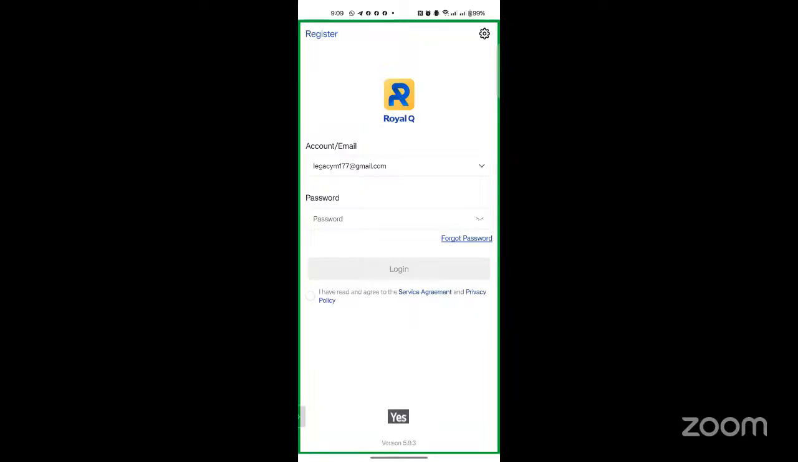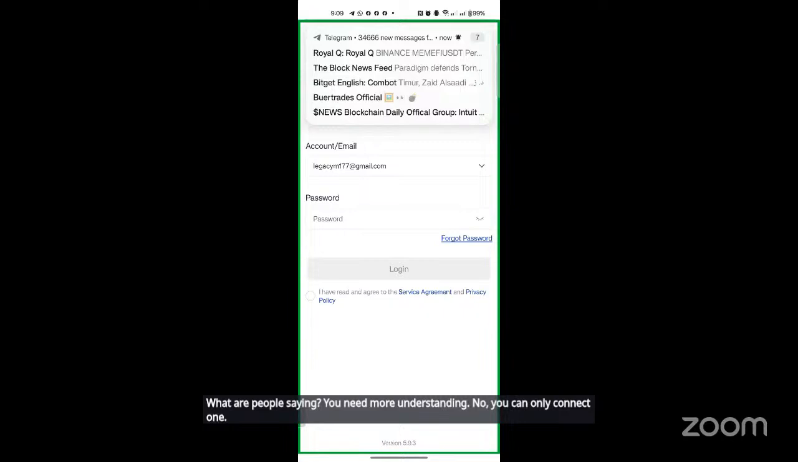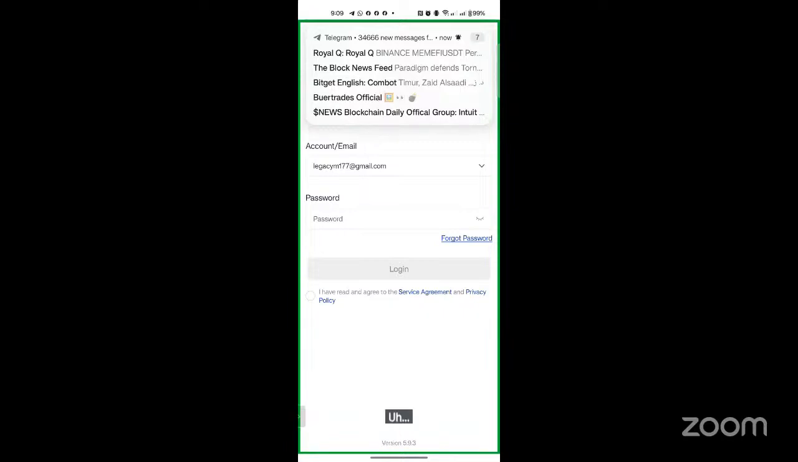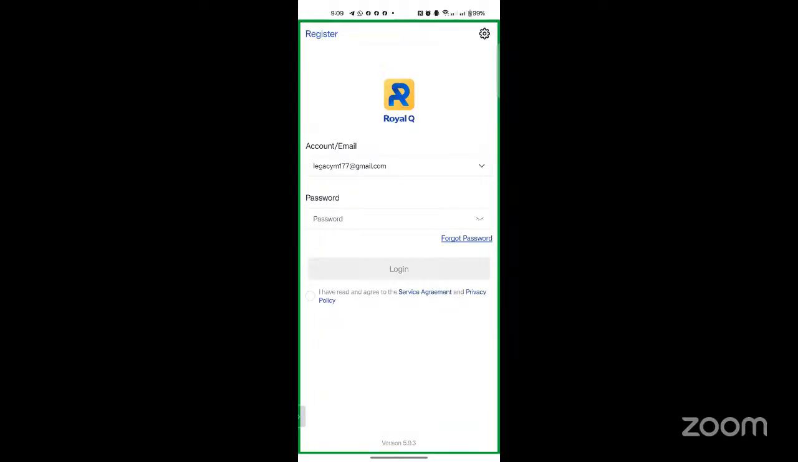Yes, I pay another 120. I pay another one. I don't care. What you are doing, man, you are a thief. Yes, I'm a thief. What are people saying? You need more understanding. No, you can only connect to one. Guys, this one is asking, how do I do my settings?